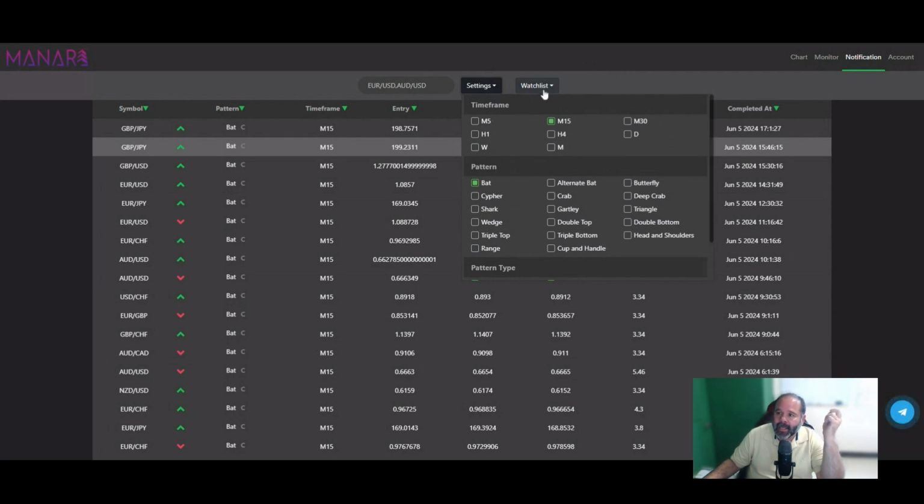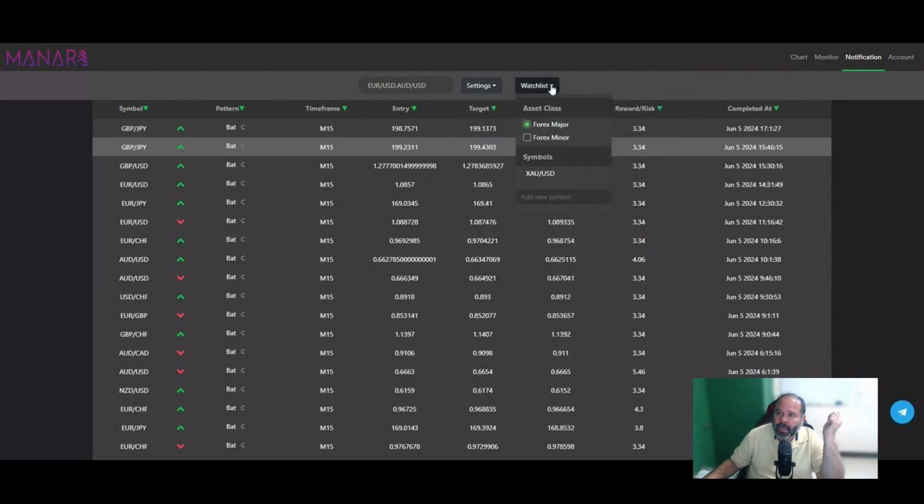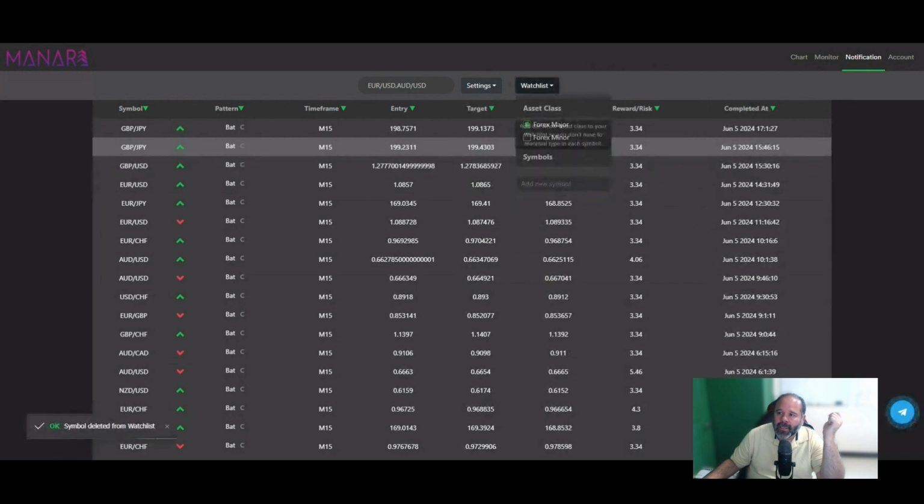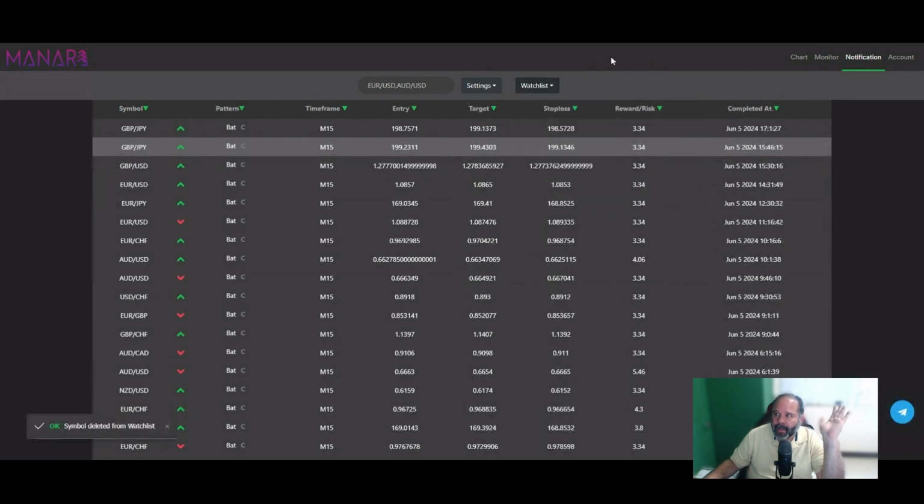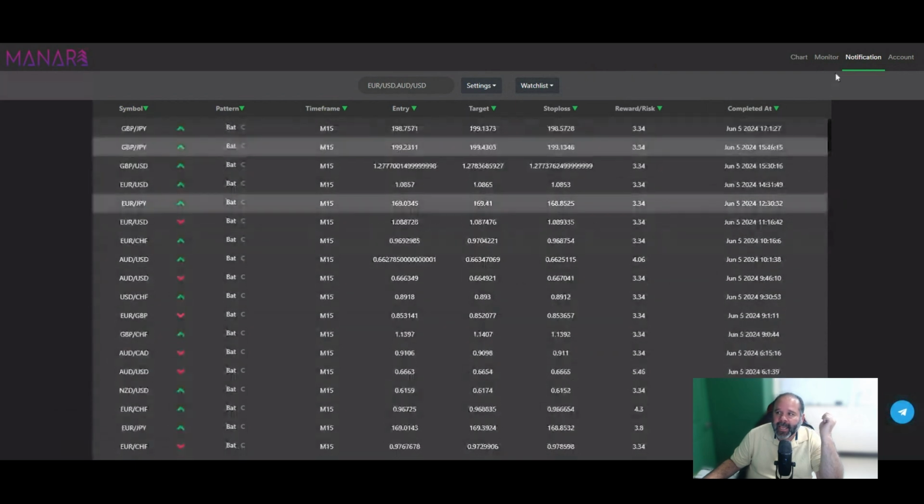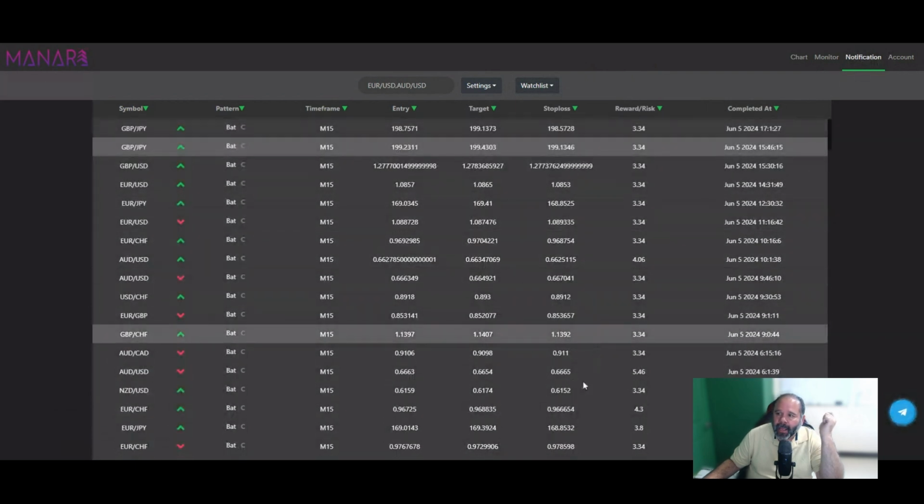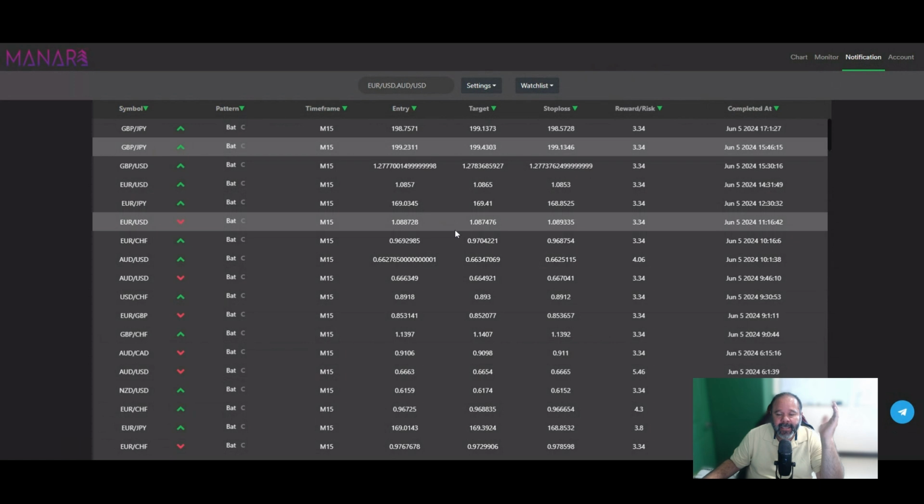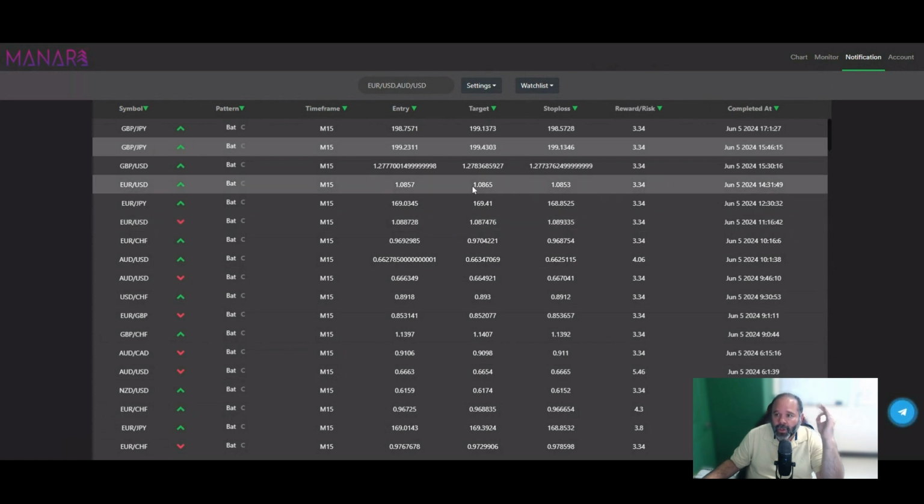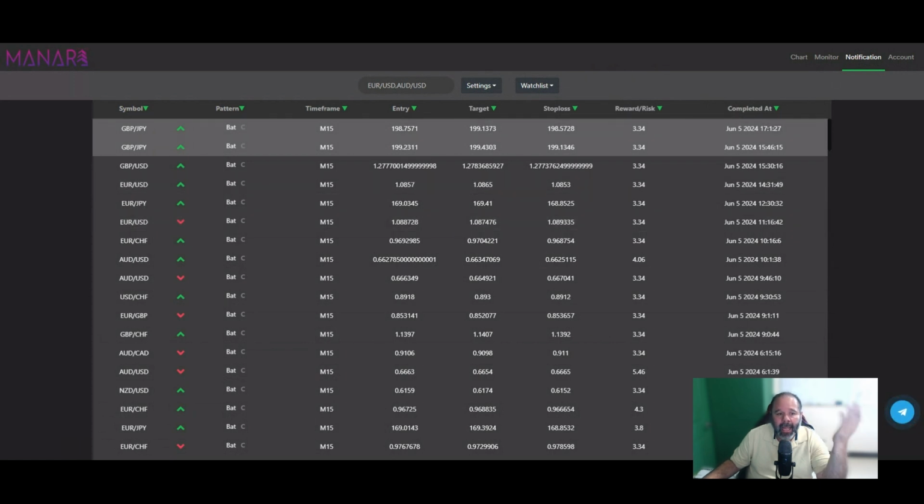Now the second thing you need to do is go to watch list and select Forex Majors. Watch list Forex Majors. That's it. Now you can see here, this is a notification tab, and these are all the notifications that Manara has sent us. It doesn't mean that every notification is an entry signal. No, you need to analyze it. You need to apply a strategy, either this strategy or another strategy.